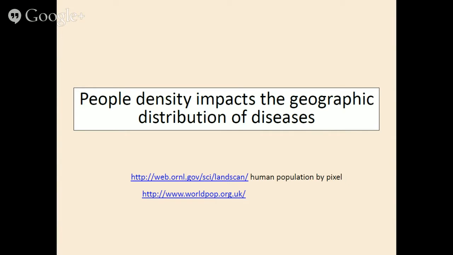The people density impacts the geographic distribution of diseases. To begin, I would like to share with you these 2 links from which we can collect information of human population values by pixel in the geography. I'm going to do this exercise in this talk, so you are going to see some links across the slides from which you can collect data. So I hope this is going to be useful for you.